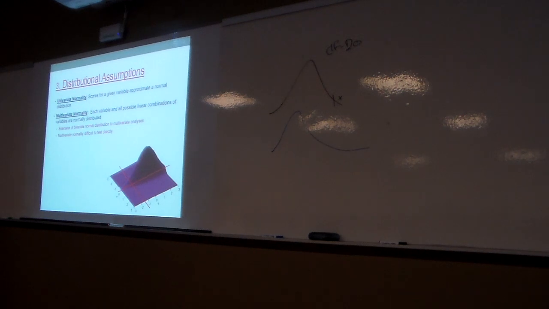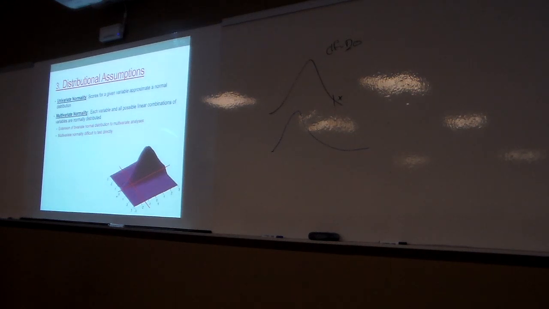Univariate normality, you've got univariate normality. You guys are experts at univariate normality. Multivariate normality gets a little bit different. We touched on this in one of our earlier lectures. If I have data that are multivariate normal, I'm saying that each variable and all possible linear combinations of variables have a normal distribution, okay?